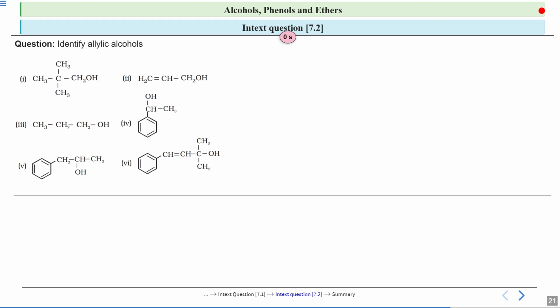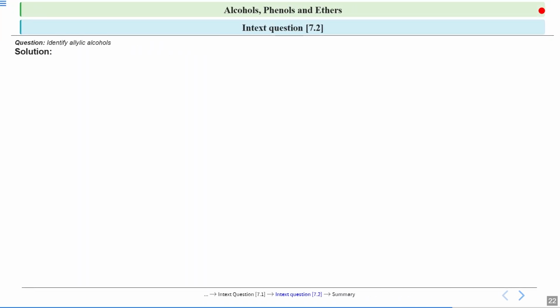Okay, let's see. First of all, let's understand what allylic alcohols are. Allylic alcohols contain a hydroxyl group attached to the carbon next to a double bonded carbon. That means the hydroxyl group is attached to an sp3 hybridized carbon atom which is attached to the double bonded carbon.